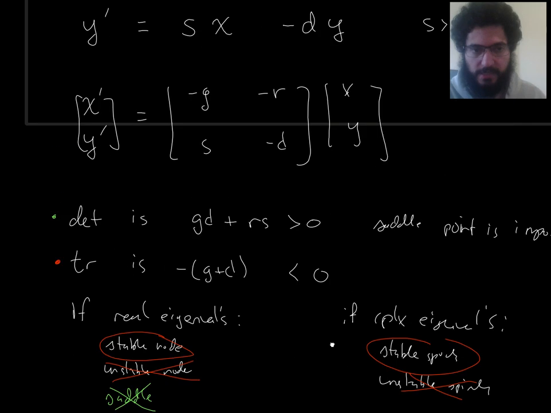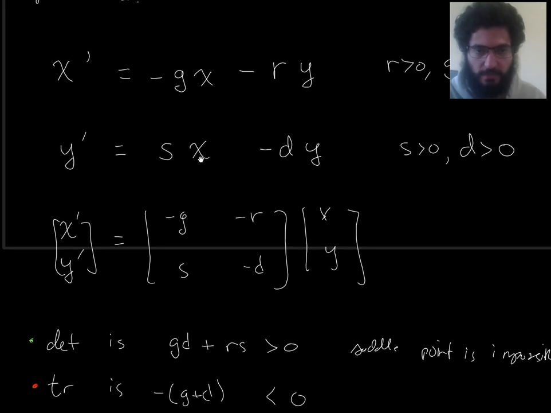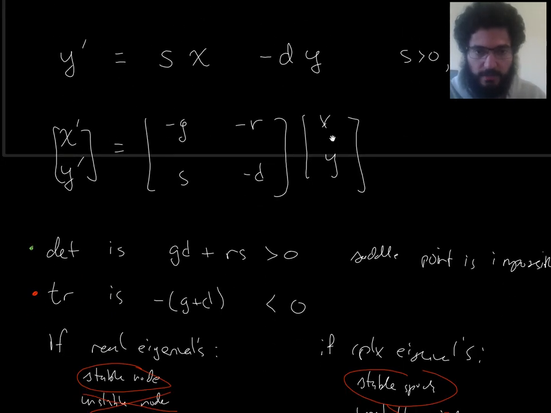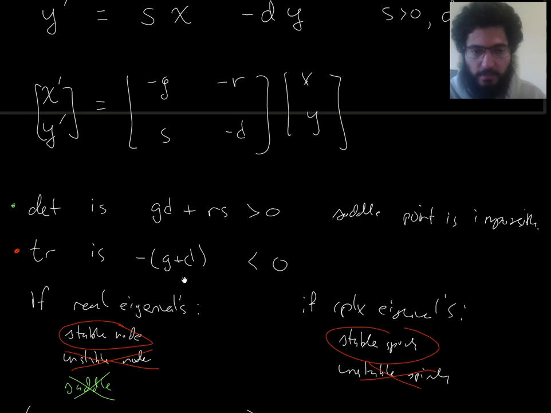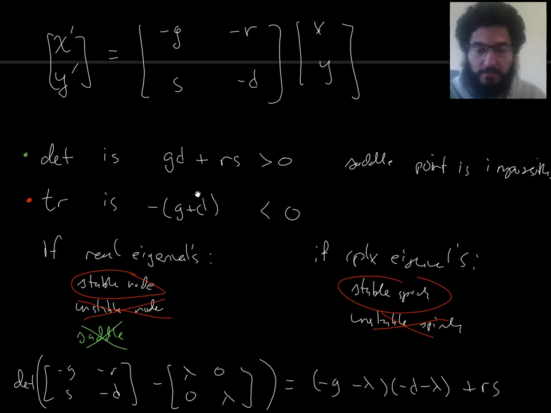Okay, so let me summarize what we've found so far. We started with this differential equation system. We wrote it like this, and then we looked at the determinant and the trace. And we know the eigenvalues are either real or they're complex. In the real case, you have these three possibilities: stable node, unstable node, and saddle, but the positivity of the determinant rules out saddle. And the negativity of the trace rules out unstable node. So you can only have a stable node.